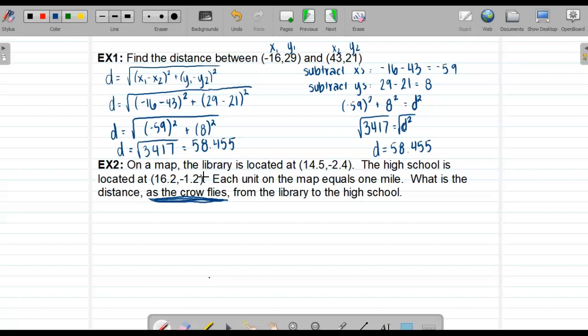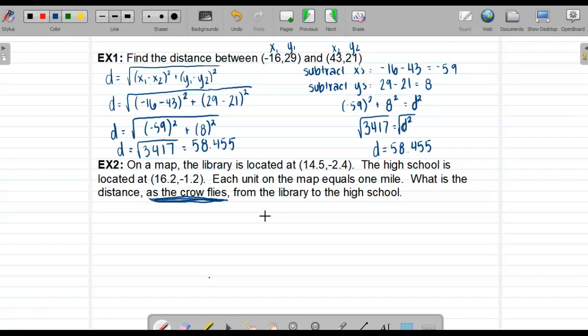So whenever you hear old people say it, because old people probably say it, it's the old people saying. If you hear that phrase, as the crow flies, it means the straight line distance. Not following the roads, but just going from point A to point B if you could go in the air.